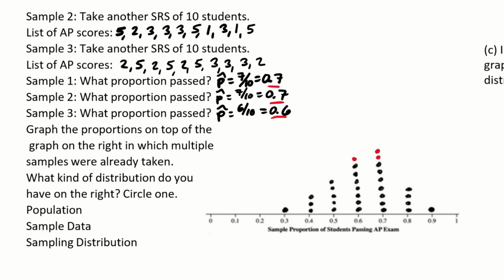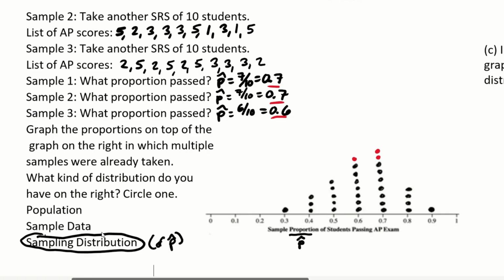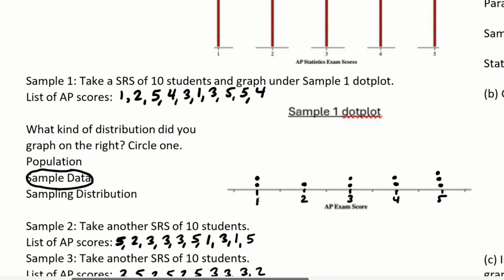So what kind of graph do we have here? What kind of distribution? Well, this is a distribution for p-hat, right? So that means this is a sampling distribution of sample proportion. So this is the sampling distribution, and I'm going to put in parentheses p-hat. Okay, so now hopefully you know the difference between the 3 distributions, and that way you can understand that learning target.